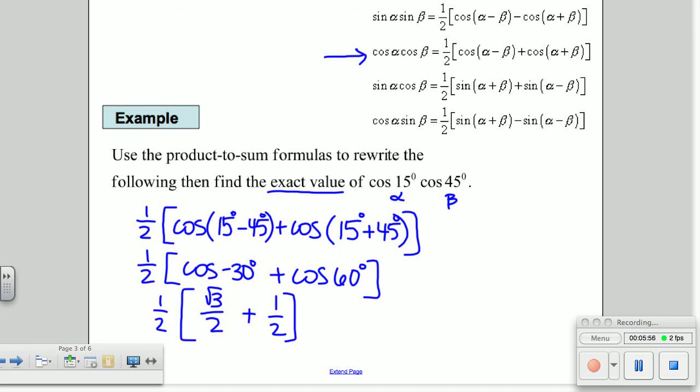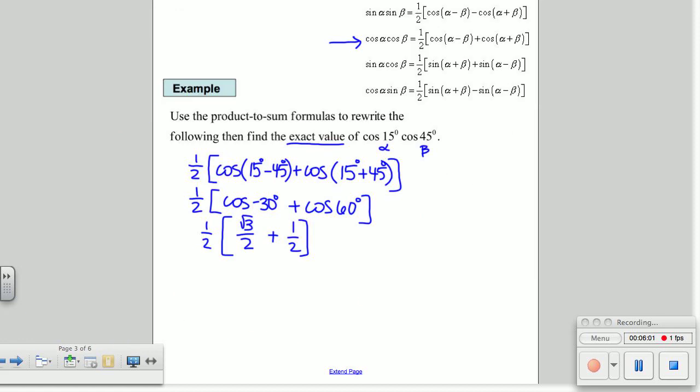And again, I'm going to have 1/2 times all that. The nice thing right now is I have common denominators already inside my brackets here, root 3 plus 1. Remember, brackets are just like big parentheses. So we have root 3 plus 1 over 2 times 1/2. And now we're just multiplying two fractions.